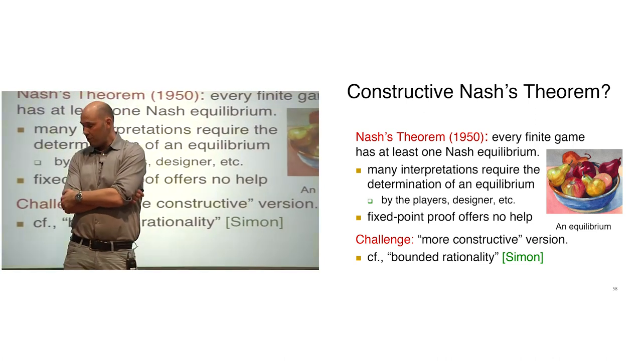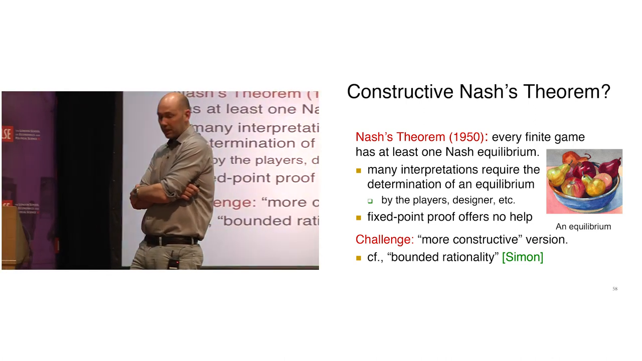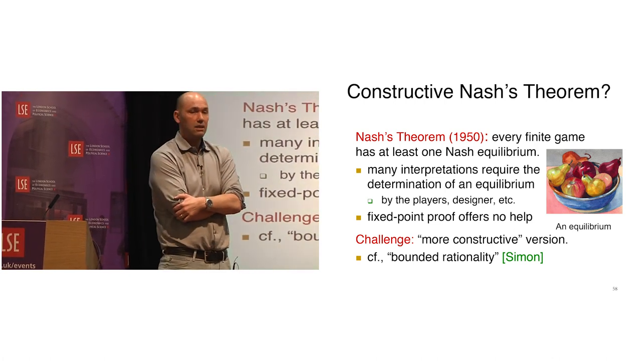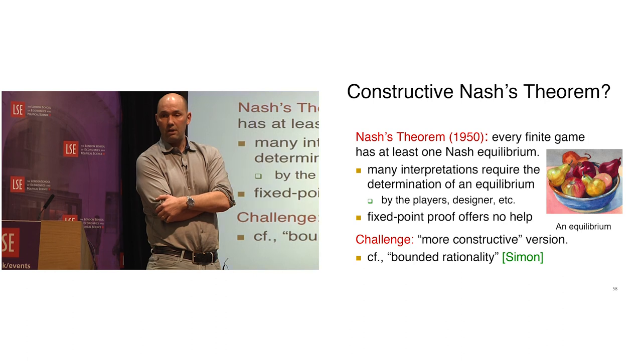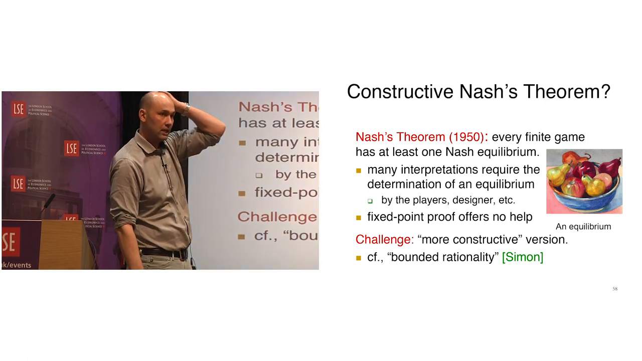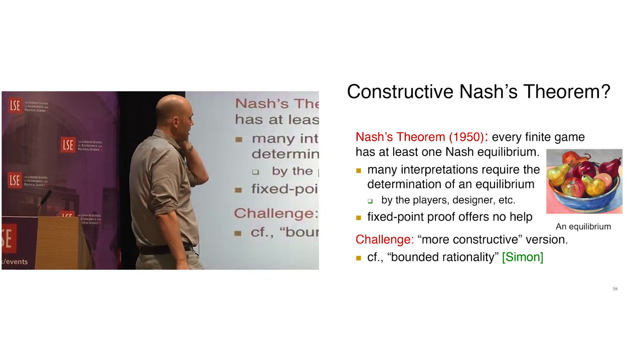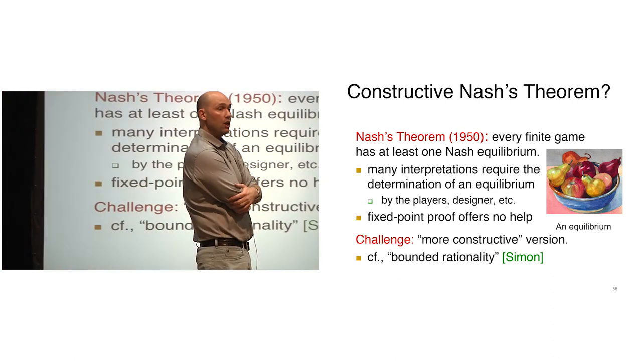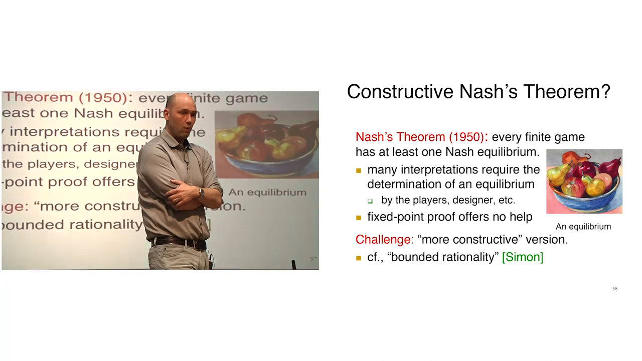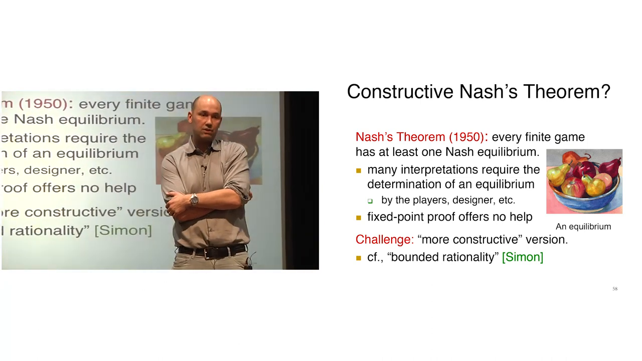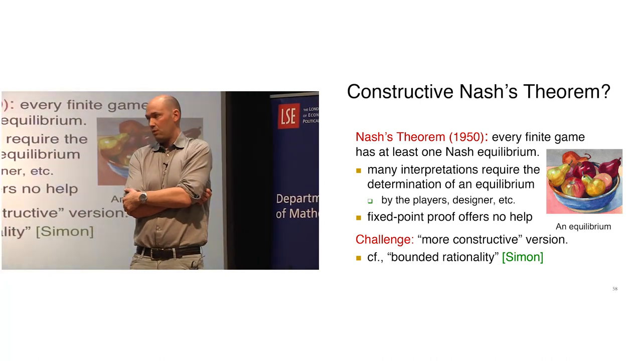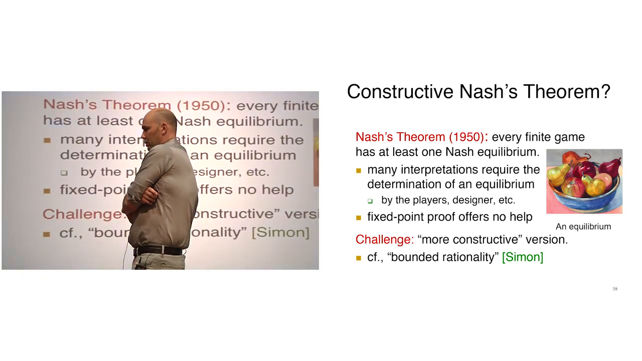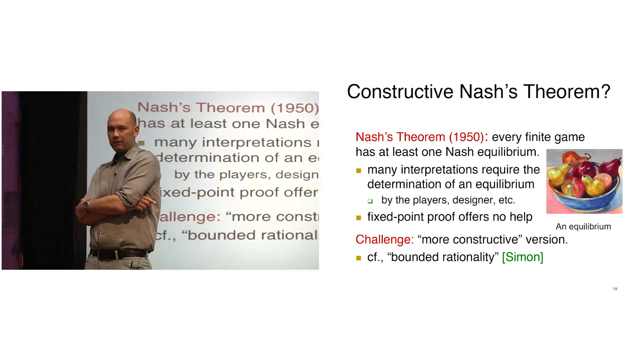So if you look at the proof of Nash's theorem, it's based on something known as Brouwer's fixed point theorem, and it really offers no help. It does not lead to an efficient version of Nash's theorem. It doesn't help you quickly compute an equilibrium. So this is an important question. It's been open for a long time, and nobody knows any constructive or efficient version of Nash's theorem. Which, of course, makes you wonder, maybe one doesn't exist. So if you thought one doesn't exist, how would you prove it?